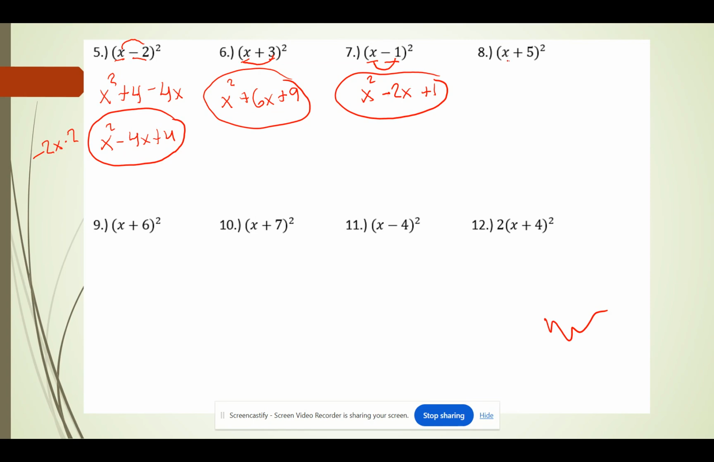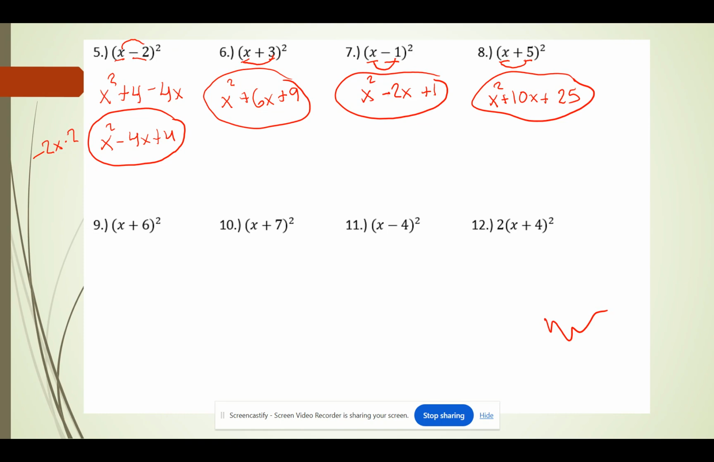Alright, again, square x squared. Square 25. Multiply 5x and double makes 10x. Done. So keep saying that phrase to yourself. Square, square, multiply, and double.